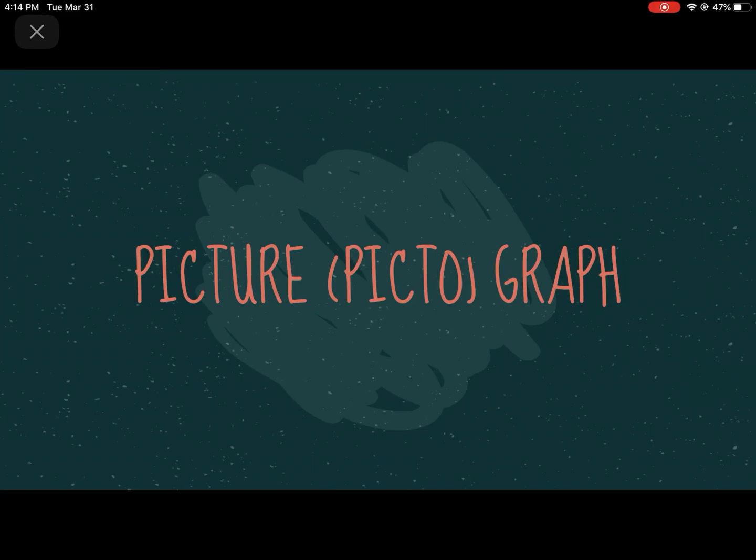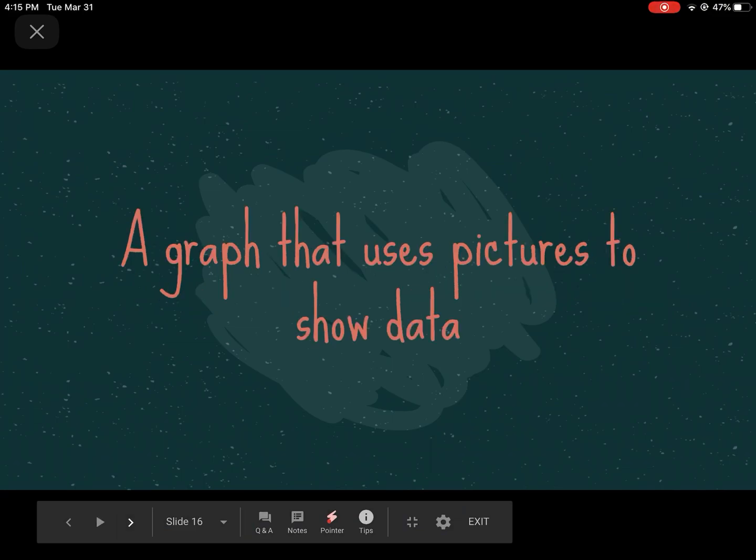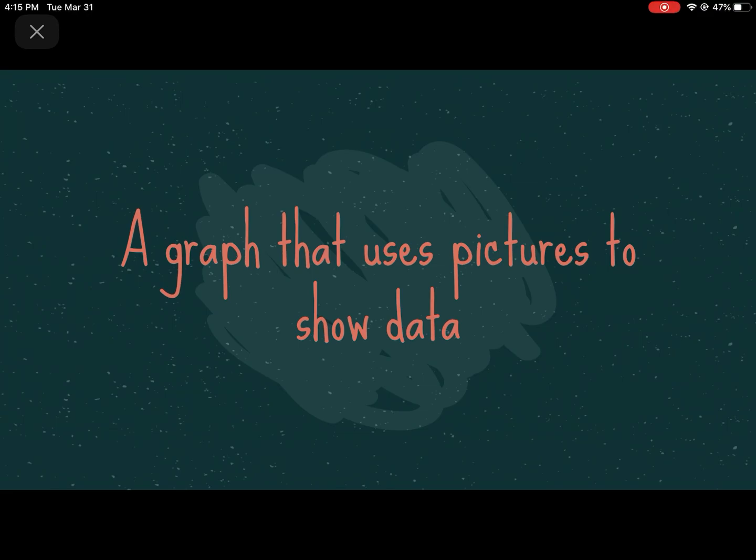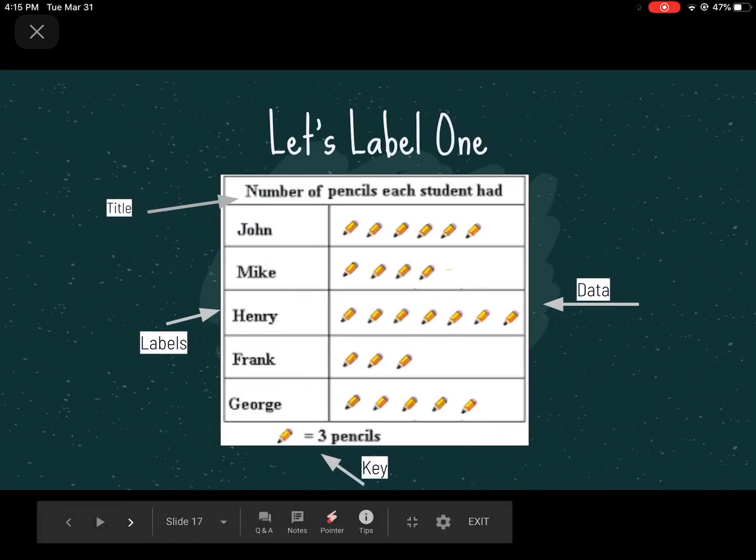We're going to talk about our last graph of the week. We're going to talk about pictographs. A pictograph is a graph that uses pictures to show data. It's laid out very similar to a tally chart or a frequency table or frequency graph, but instead of tally marks, they use actual pictures.